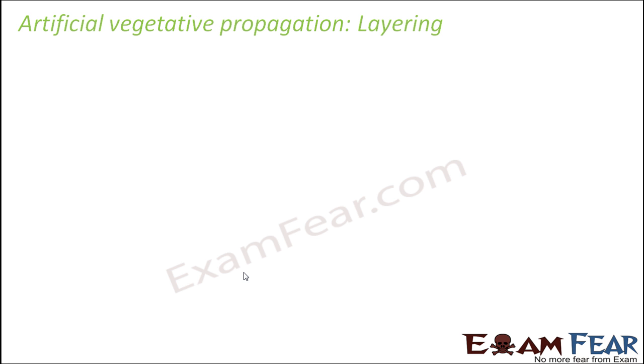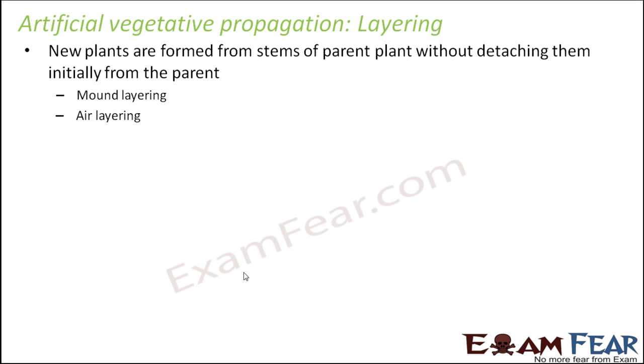The next technique is layering. So what happens in layering? Here new plants are formed from stems of the parent plant without detaching them initially from the parent. Now how do we do this layering? New plants are formed from the stems of the plant, but we do not detach them from the parent plant initially. We keep them attached to the parent plant.